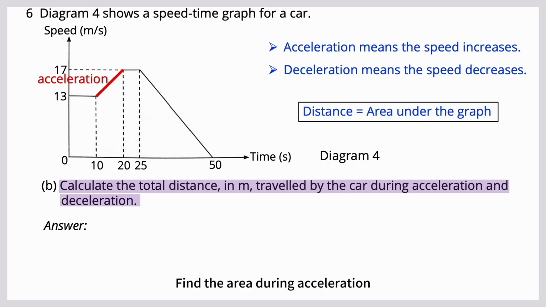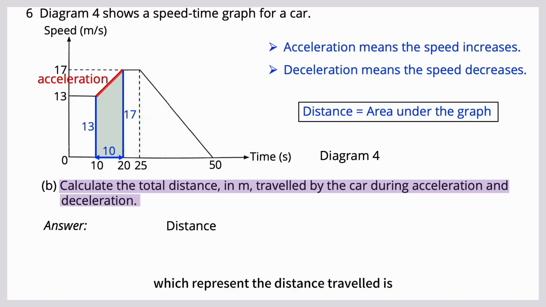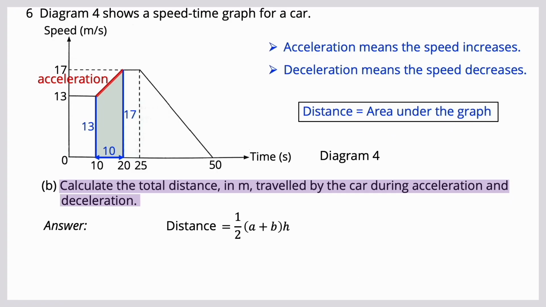Find the area during acceleration. That's the distance from 10 seconds to 20 seconds. The graph forms the shape of a trapezium. The two parallel sides are 13 and 17. The distance between the parallel sides is 10. So, the area of the trapezium, which represents the distance traveled, is 1/2 multiplied by the sum of the two parallel sides, then multiplied by the distance between them, the height. 1/2 times sum of 13 and 17 times 10.